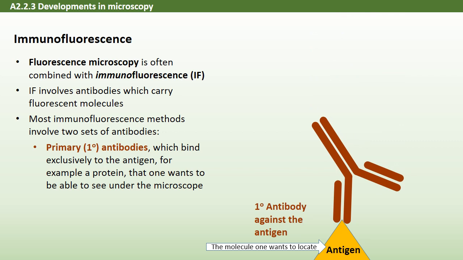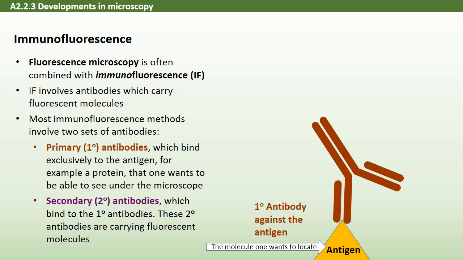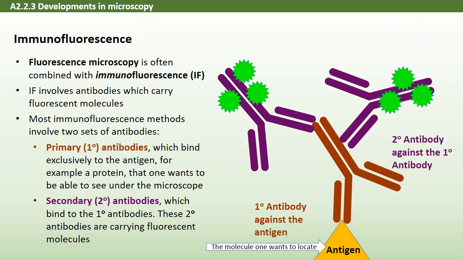Here, the primary antibody binds to the antigen, for example, protein. Then you add secondary antibodies, which bind to the primary antibodies. These secondary antibodies are carrying fluorescent molecules. Later, when you look at your specimen through the microscope, wherever the antigen is located, you see green light in this example. It could be another color. Here it's green.